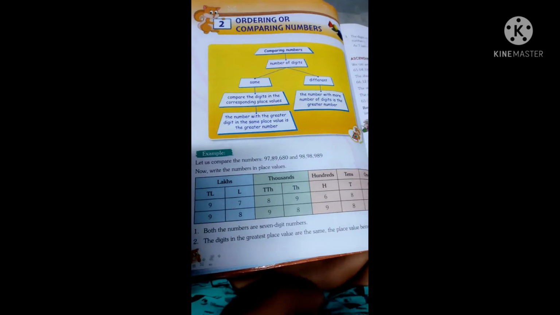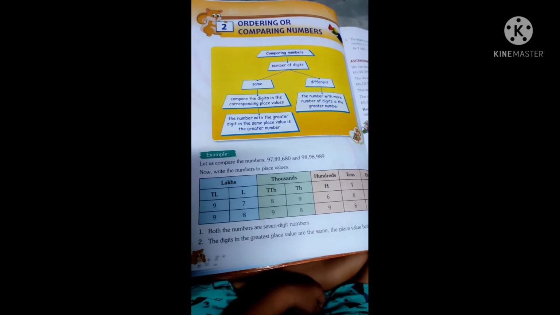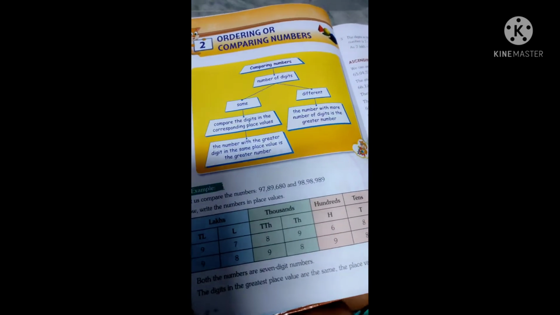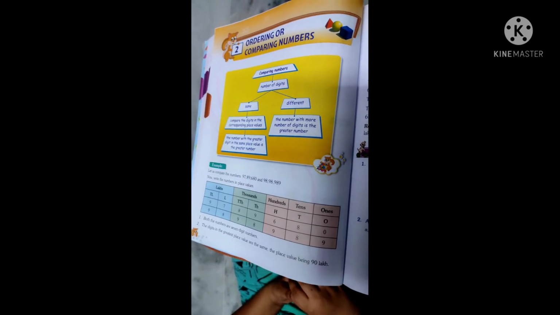So for example, let's compare the numbers 97,89,680 and 98,98,989. Both the numbers are 7-digit numbers. So the digits in the greatest place value are the same, the place value being 10 lakh. This has 90 lakh, and this has 90 lakh.